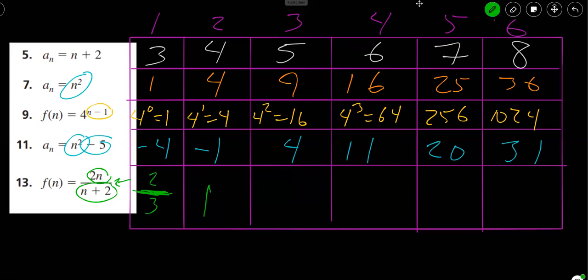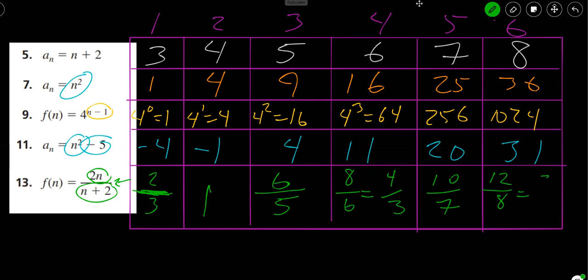The next one is going to be 6 over 5. 2 times 3 is 6, and 3 plus 2 is 5. Then I'll have 8 over 6, which will reduce down to 4/3. Then I will have, let's see here, 5 times 2 is 10. 5 plus 2 is 7. And lastly, I will have 12 over 8, which equals 3/2.